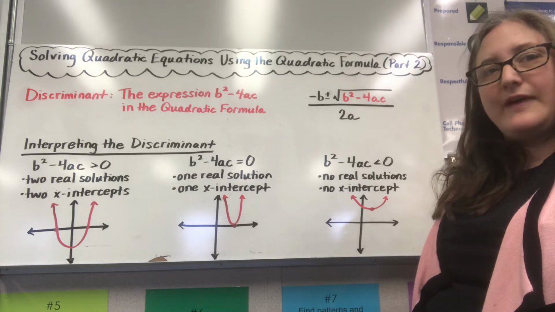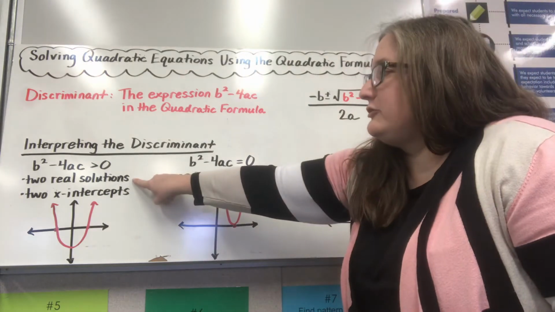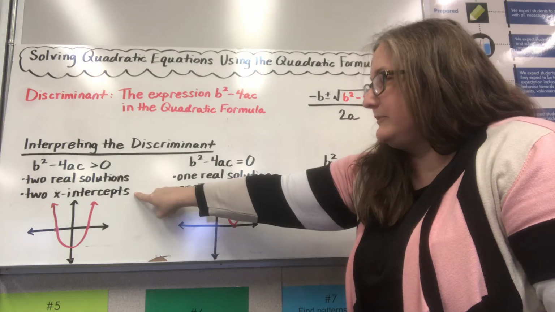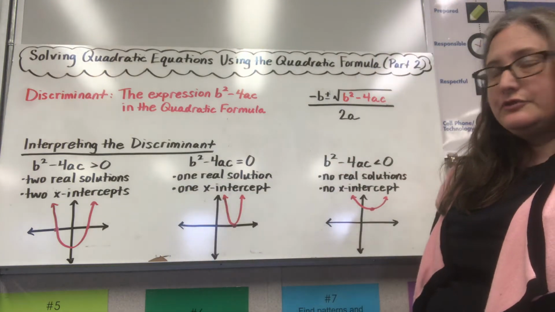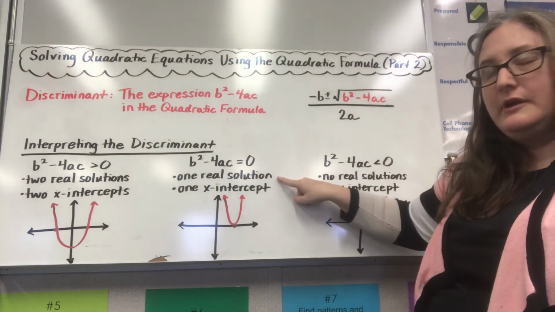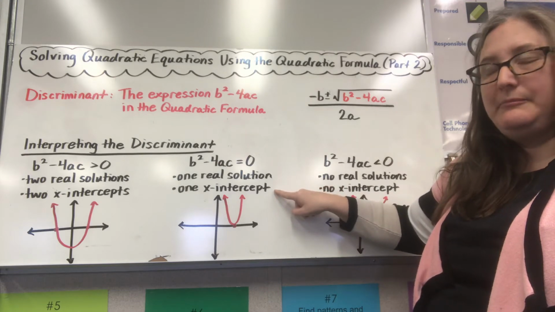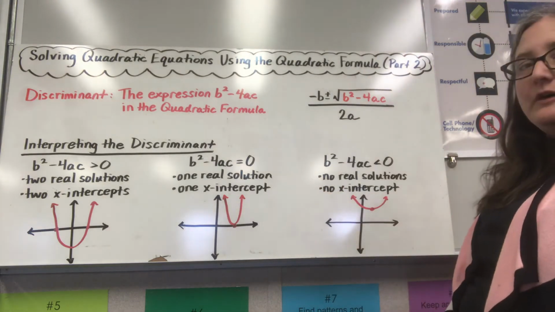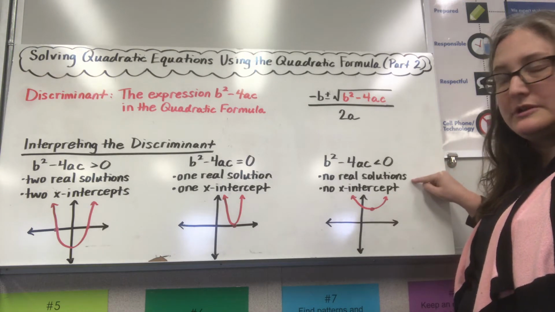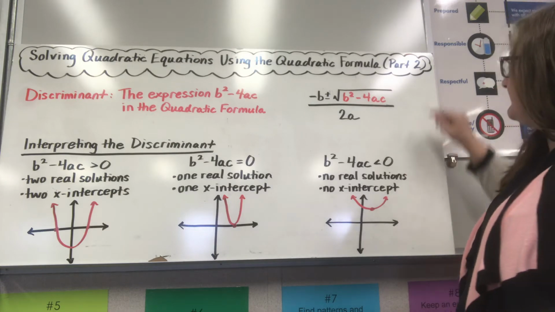If the discriminant's value is greater than 0, your equation will have two real solutions, which means on a graph it has two x-intercepts. If the value of your discriminant is exactly 0, you're going to have one real solution. And on the graph of your quadratic equation, you'll have one x-intercept. If the value of your discriminant is less than 0, you will have no real solutions, no x-intercepts on the graph of that quadratic equation.